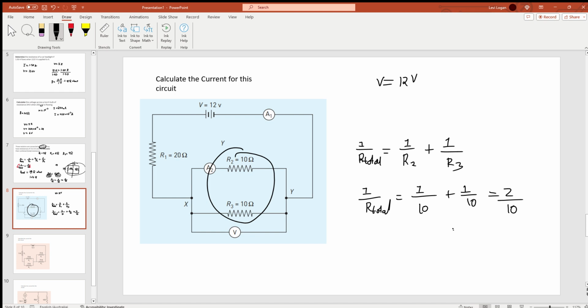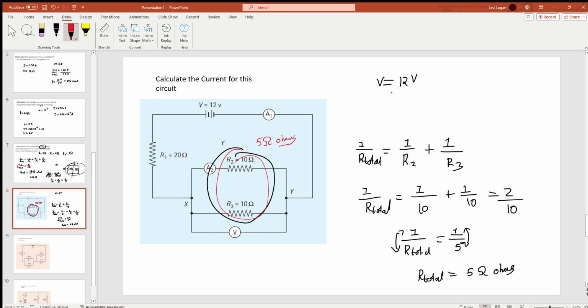So in other words, it's going to be 1 over 5. Okay, so 1 over 5 is 1 over the total resistance. So if you were to flip this around, R total is going to be 5 ohms. Okay, so that's for this region here. So we're just going to write that there. That's going to be 5 ohms. Right. So we've got that.